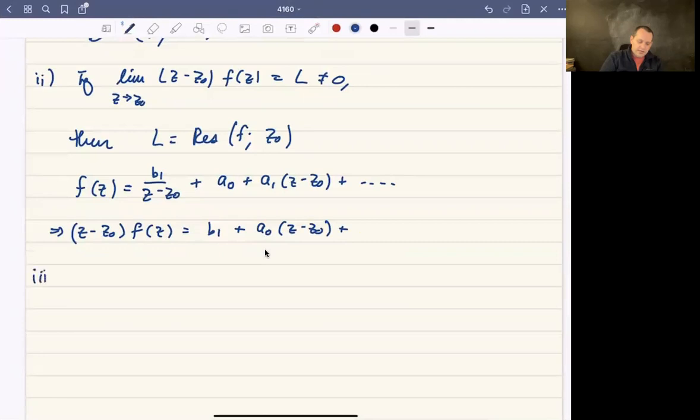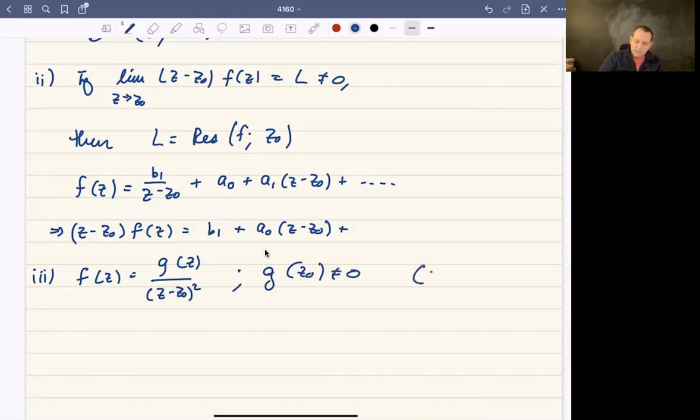The third case, and I'm going to talk about just a few special cases here, is if you have a function f that's g over (z minus z naught) squared, where g of z naught is not equal to 0, this is going to be a double pole. So this is a pole of order 2. That's what I mean when I say double pole.